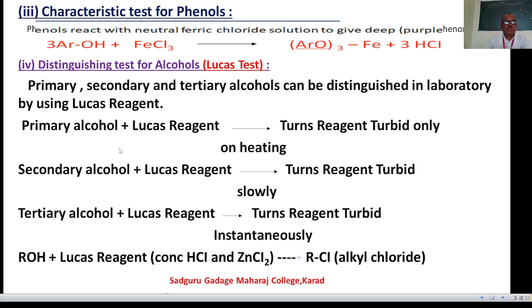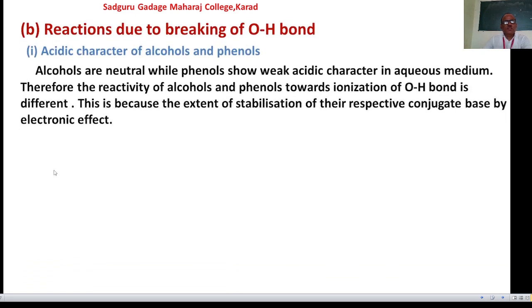A question will be asked on this point in the board examination, that is, how will you distinguish between primary, secondary and tertiary alcohol by using Lucas reagent? So the answer for this question is given here. Then the next reactions are due to breaking of the OH bond. Alcohols contain an OH group, and phenols also contain an OH group. So these are the types of reaction in which the OH bond breaks.